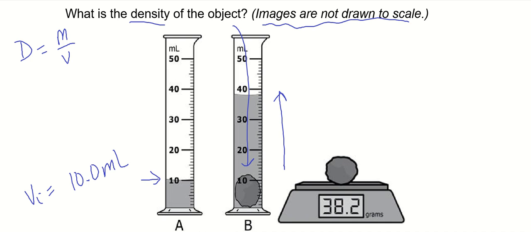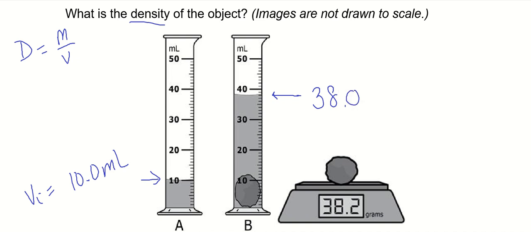All right, so we're going to measure this final volume right there. Looks like the bottom of the meniscus is right at 38 to me. So 38, we'll still need to estimate a digit. 38.0, I'll say. You can say 37.9 or 38.1. That'd be fine. All right, and so that is going to be the final volume.